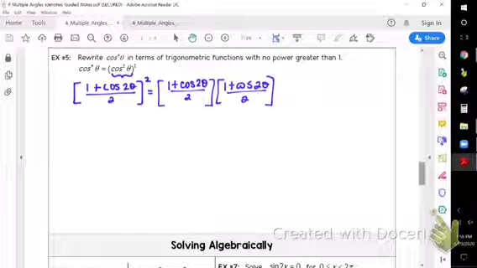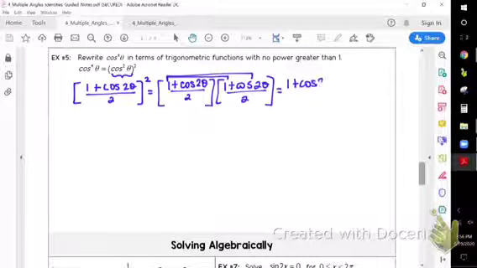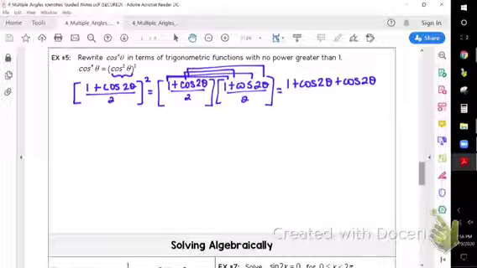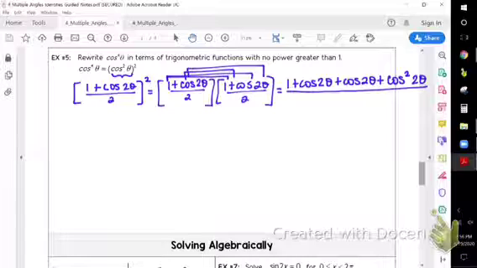Alright, and to multiply fractions, we multiply straight across. Let's see, I don't think I have room to write it out. Maybe. I'm going to try. Alright, so we got 1 times 1. 1 times cosine of 2 theta. Cosine of 2 theta times 1. And cosine of 2 theta times cosine of 2 theta. That's going to be cosine squared of 2 theta. All over the 2 times 2, which is 4.